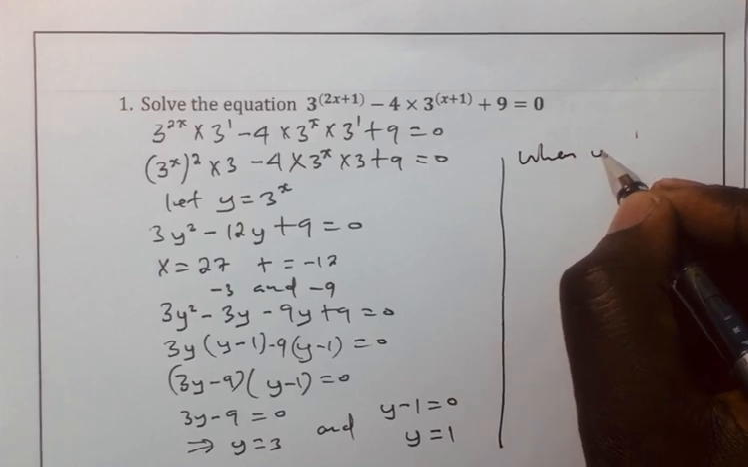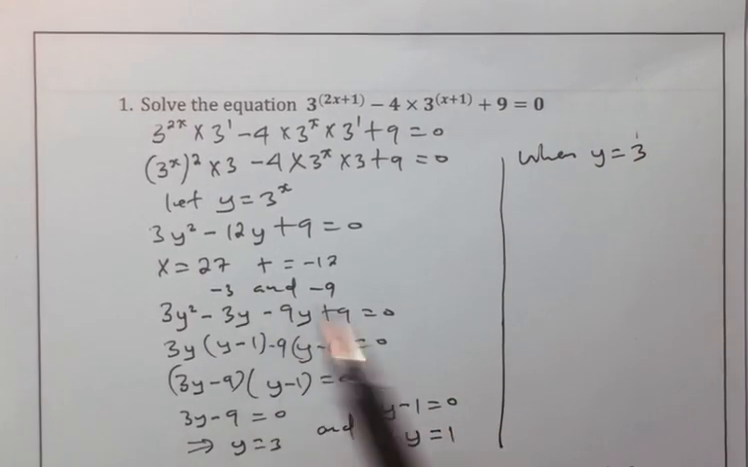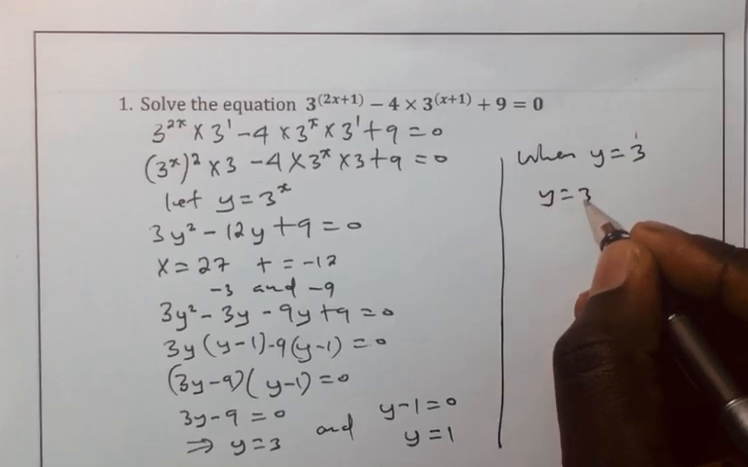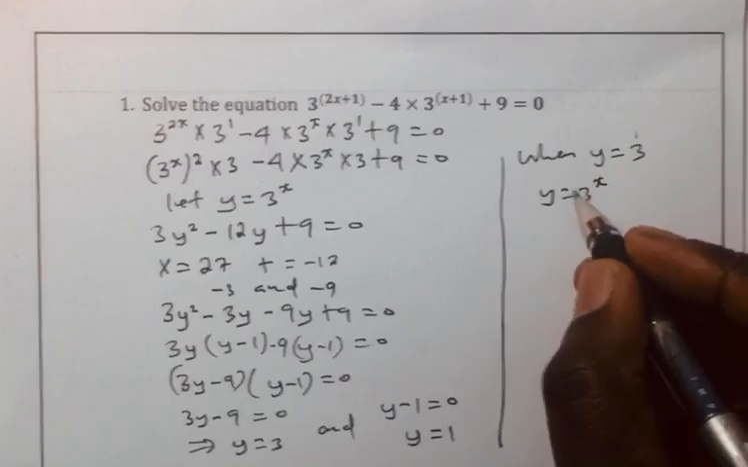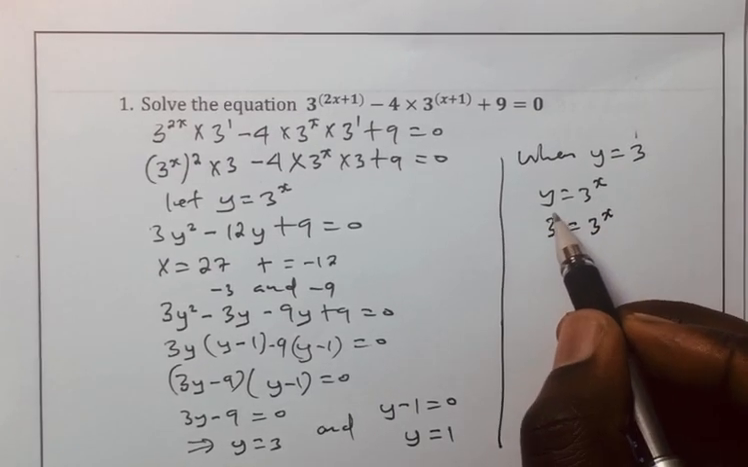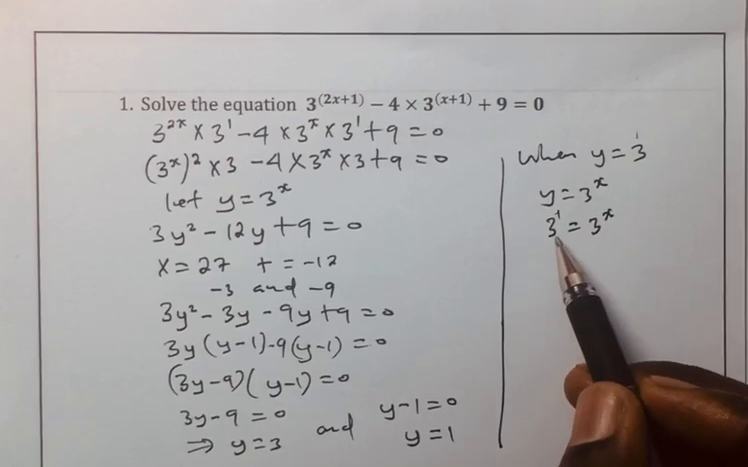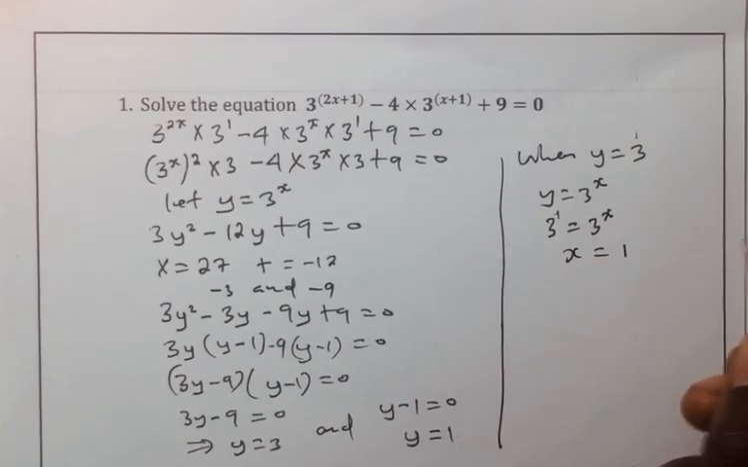So when y is equal to 3, what is the value of x? We know that y is the same as 3 raised to the power x. So if y is 3, we have 3 is equal to 3 raised to the power x. So this 3 is raised to the power 1. Since the bases are the same, the powers are the same. So here x is equal to 1.